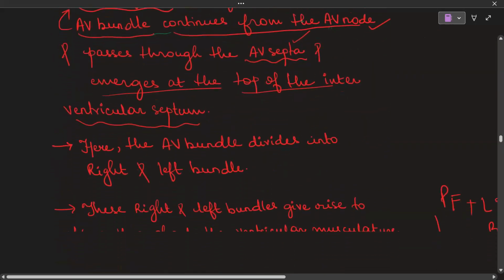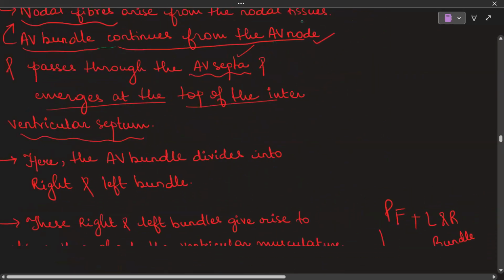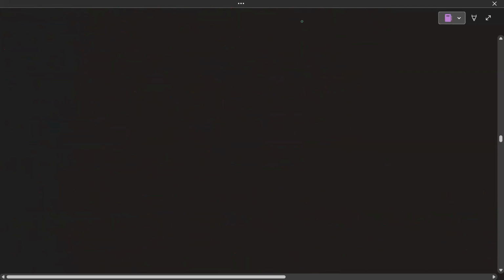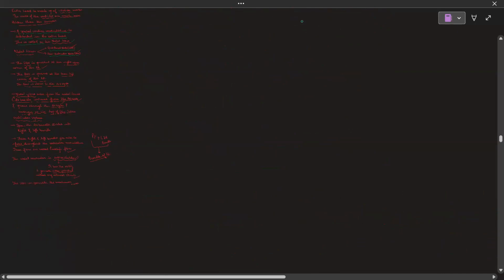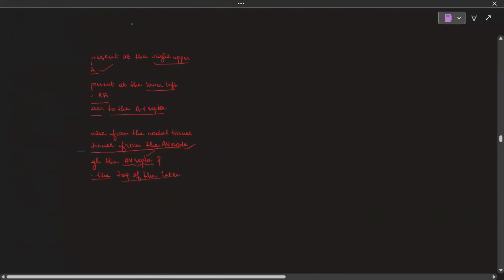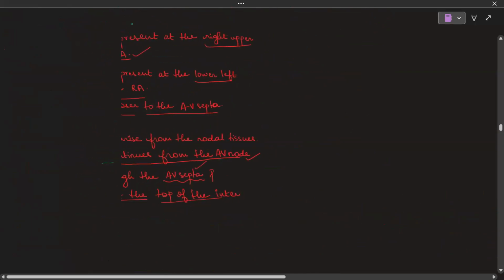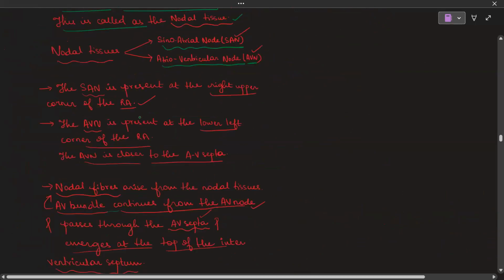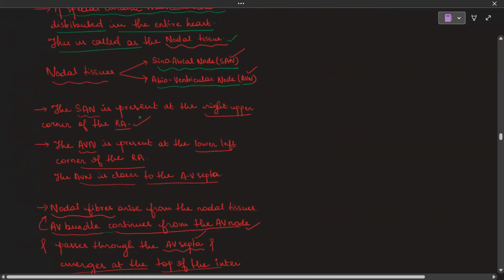Where did the diagram go? My laptop is acting like how you people act when I teach you botany.